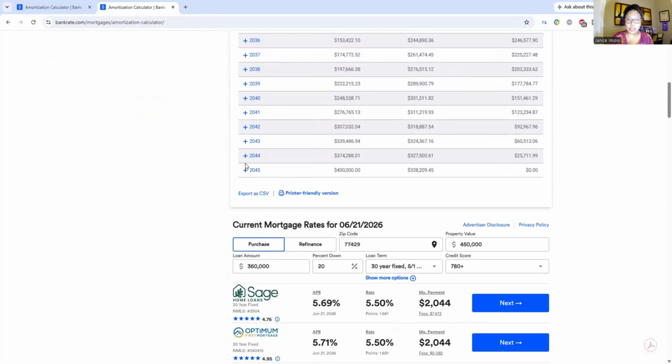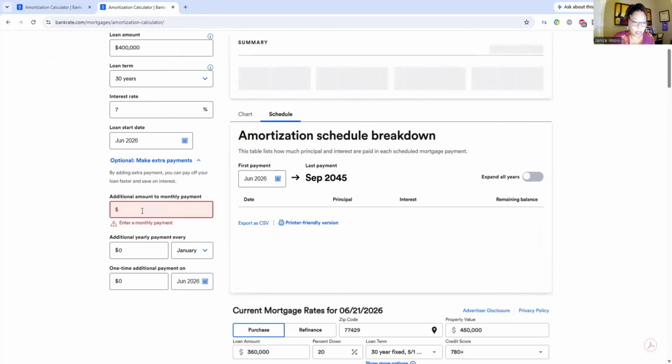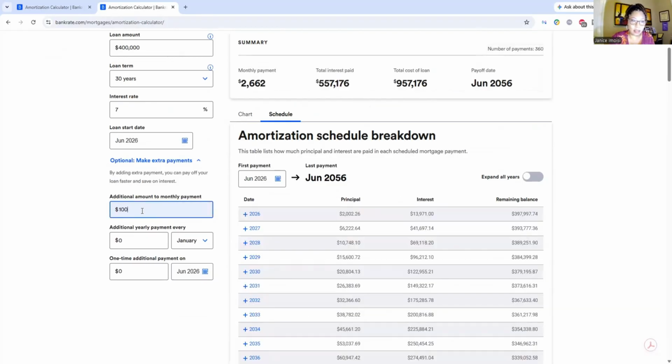Now you see what the years did. It reduced the years that you have to pay it back, and it also reduced the interest amount. So now, instead of you paying back almost $1 million, it was like 948 something thousand. Look at it, 728. Let's do you one even better. I want you guys to play with this calculator. Let's say if we did $1,000.